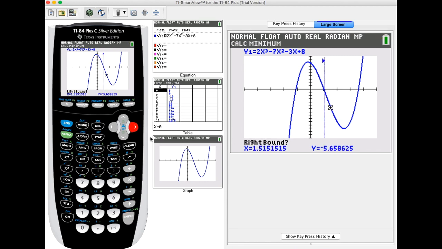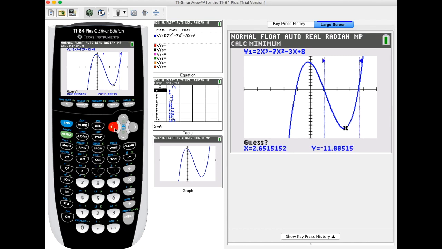But now it's asking me for right bound, so I have to move until I am to the right of that minimum value. So I'm going to keep moving. There you go. Oh, I clicked. All right, it was a little behind me, but that's fine. To the right, enter. I didn't need to go that far, but I did. And now it's asking for a guess. So let me move back.